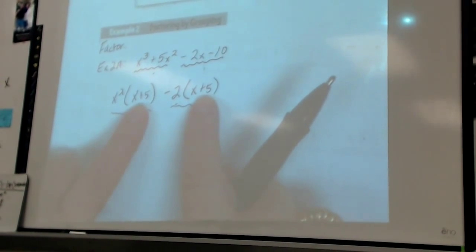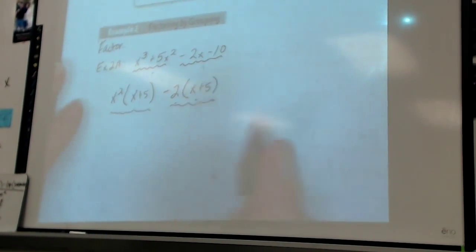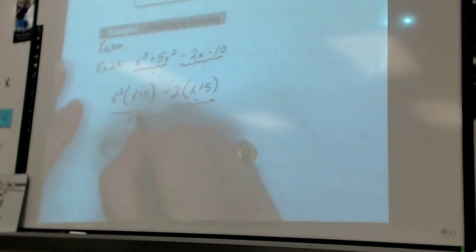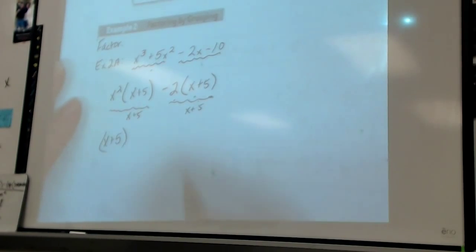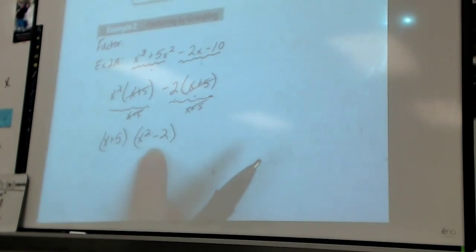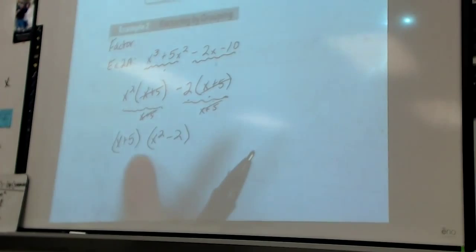What's that right there? X plus 5. So we can factor out the x plus 5. So that means we're going to divide both of these terms by x plus 5. So what do we have left over here? X squared. What do we have left over here? That makes our other factor, what was left over.